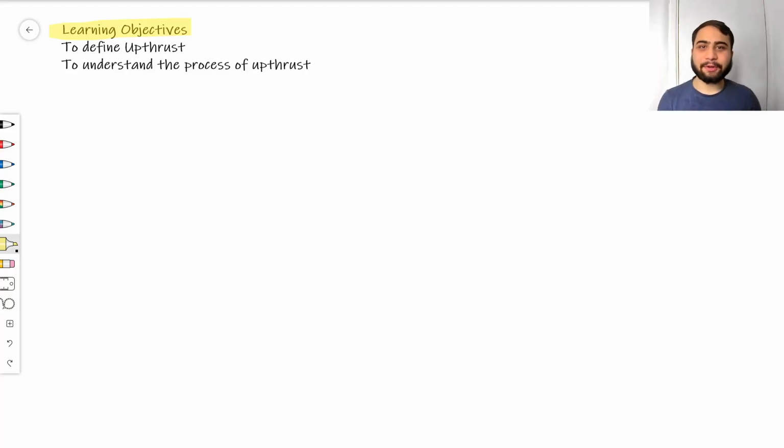My name is Minam and today we're going to be looking at upthrust. So we only have a couple of learning objectives and they are to be able to define upthrust and to understand the process of upthrust. So let's get right into it.